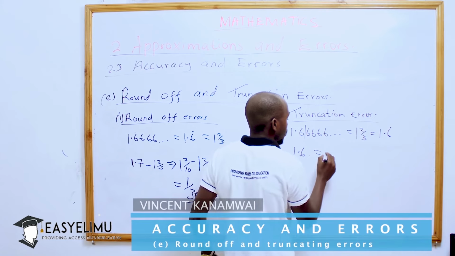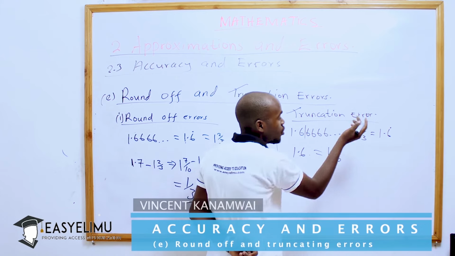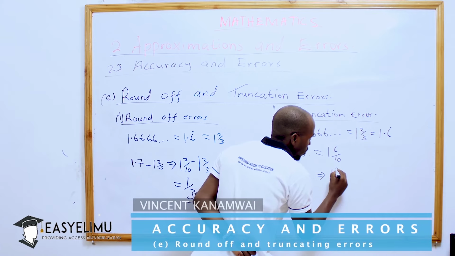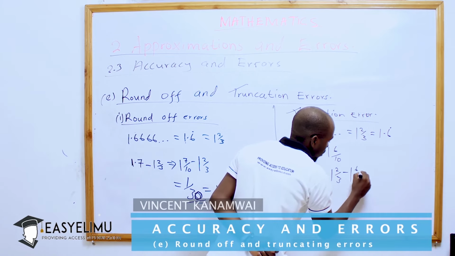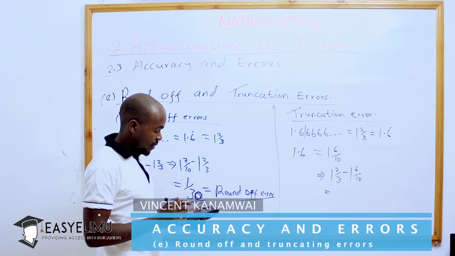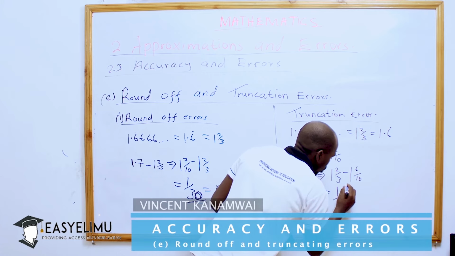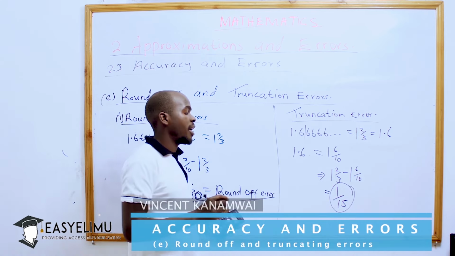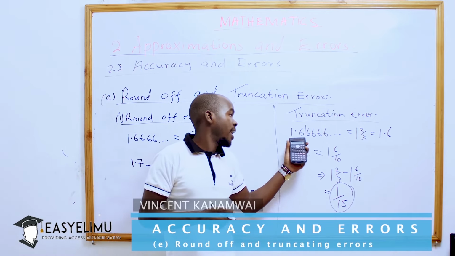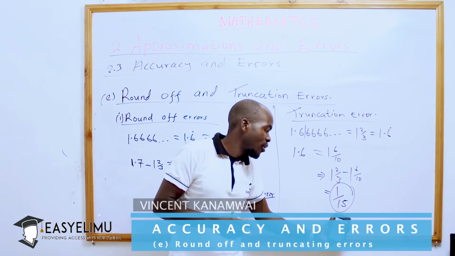And this one, we are going to get 1 and 6 over 10. If we subtract from the original, which is 1 and 2 over 3, that is 1 and 2 over 3 minus 1 and 6 over 10, we are going to have a difference of 1 over 15. So this answer, which has been found by truncating the decimal places to one decimal place, is 1 over 15.